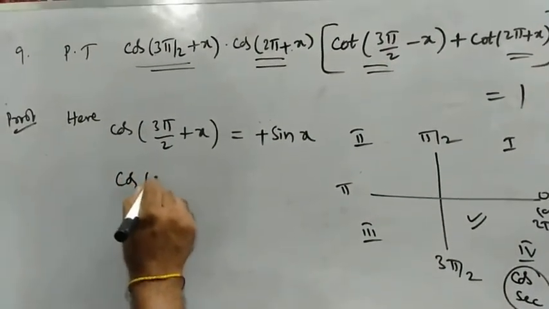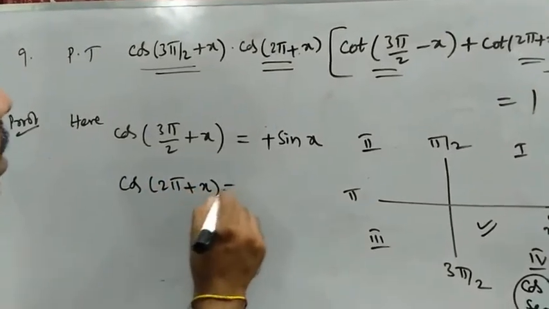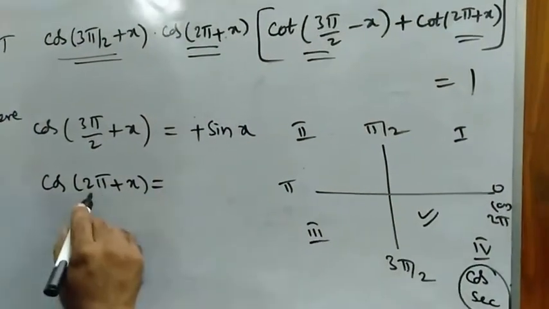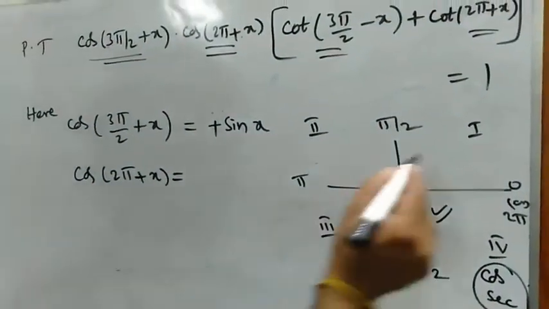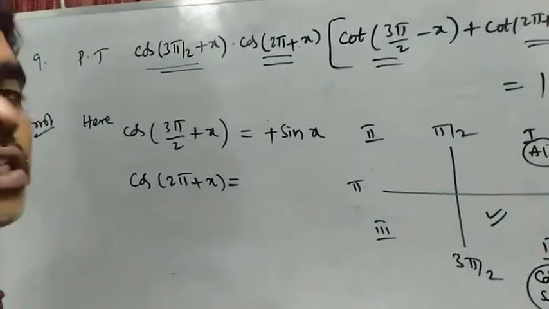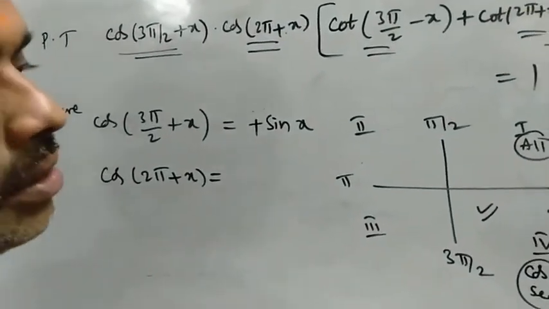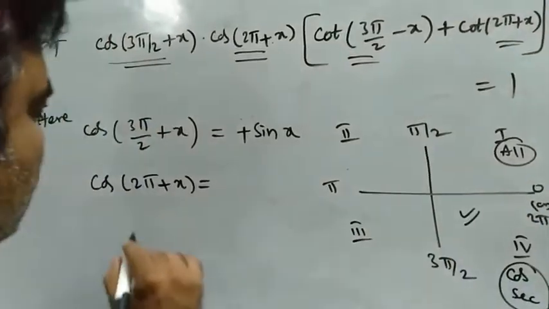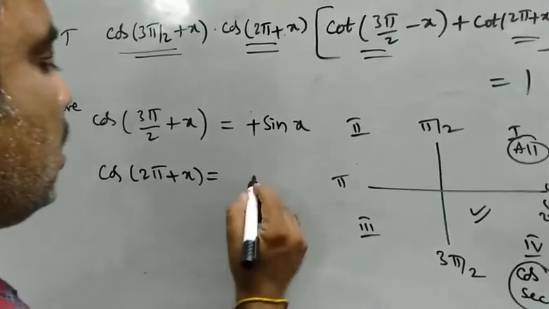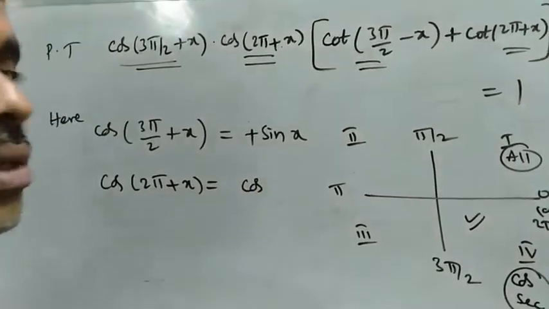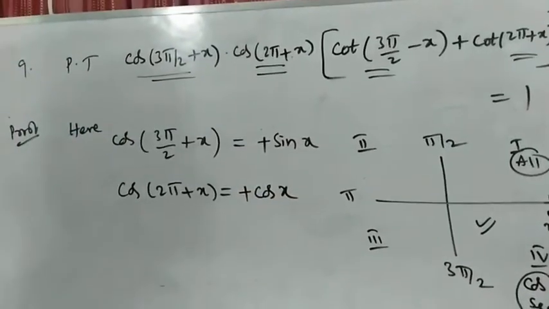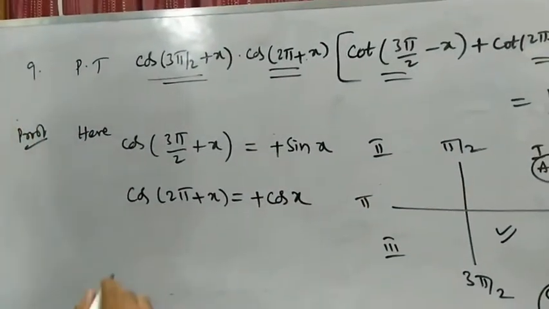Similarly, the second term, cos(2π + x), will come in the first quadrant, cos(360 + θ). Here all functions are positive: sin, cosecant, secant, cos, tan, cot. For cos(2π + x), a multiple of π means cos stays cos, so it is cos x, and you will get the plus symbol because all are positive in the first quadrant.